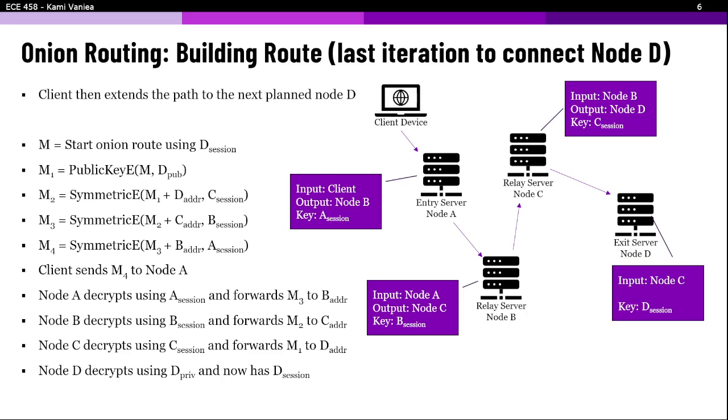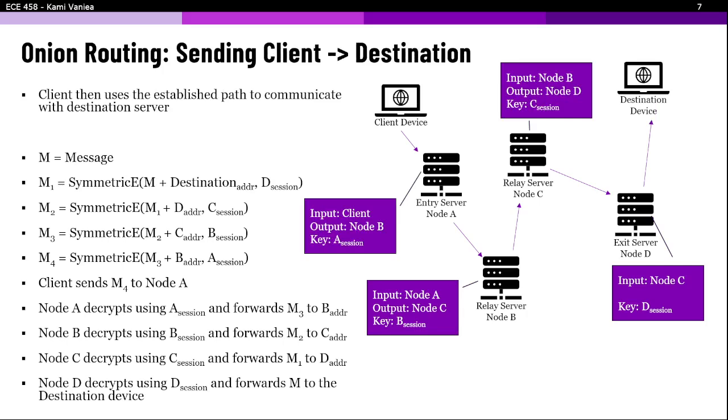All right, we have now set up our route. Now that we have a route, we'd like to send some traffic along it. That's the whole point of doing this. So in order to send traffic, we start by creating our message, whatever the message is. It might be something like load a web page or whatever it is.